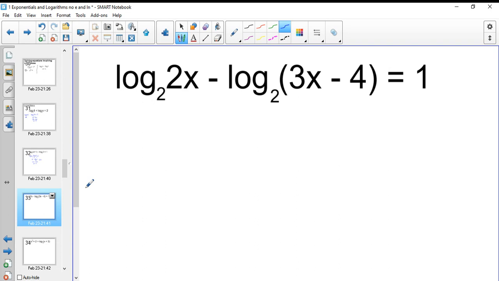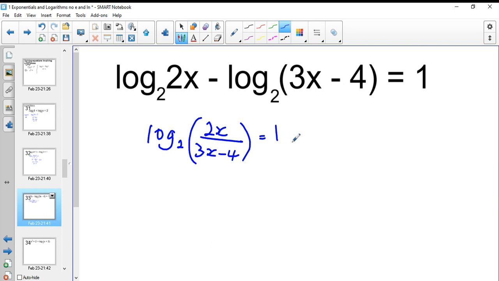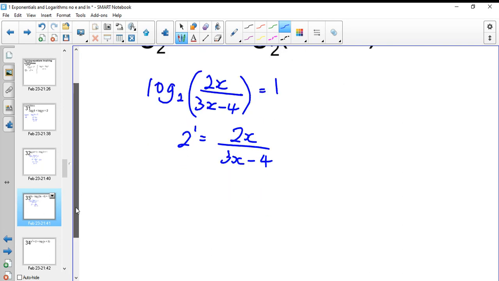Another one. So again, we can use law 2, two separate terms. So log to base 2 of 2x over 3x minus 4 equals 1. Base, answer, power. So exponential form, 2 to the power 1 equals 2x over 3x minus 4. And now we just need to solve that.